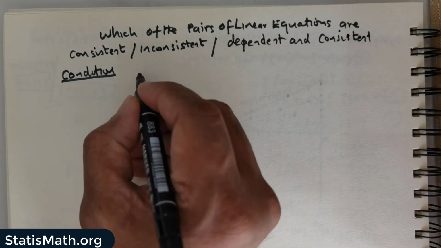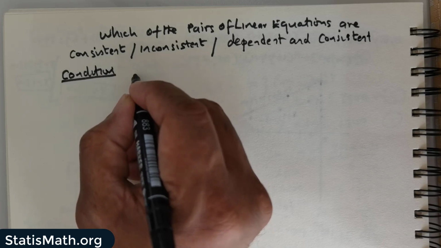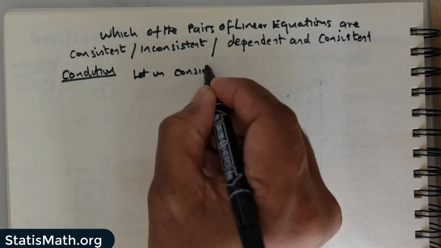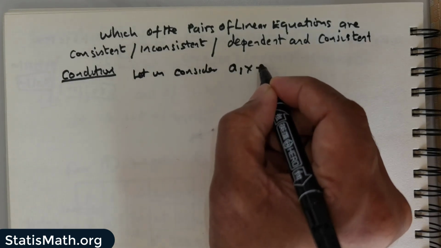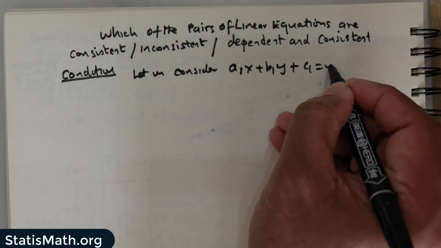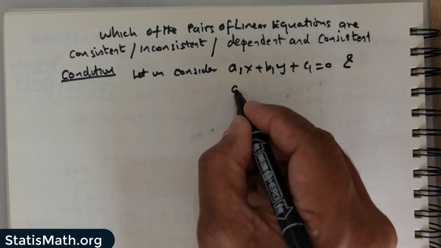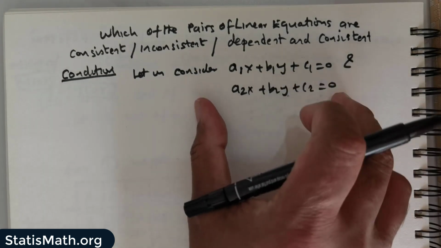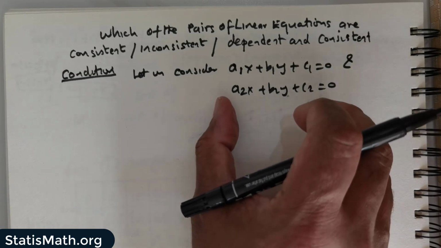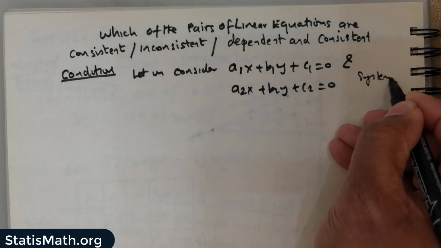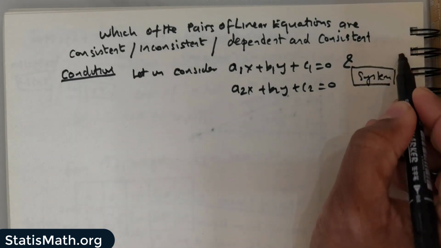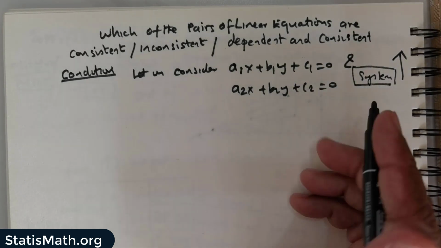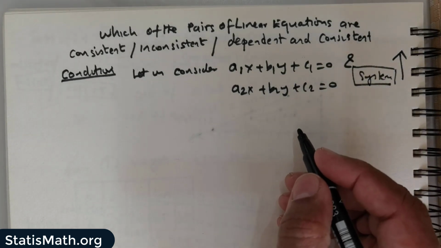So the first condition is, let us take the following pair. Let us consider a1x + b1y + c1 = 0 and a2x + b2y + c2 = 0. So this is the system. I'm using the word system because as you move up in your education, this is how they will refer to equations in general. So that's a side note.